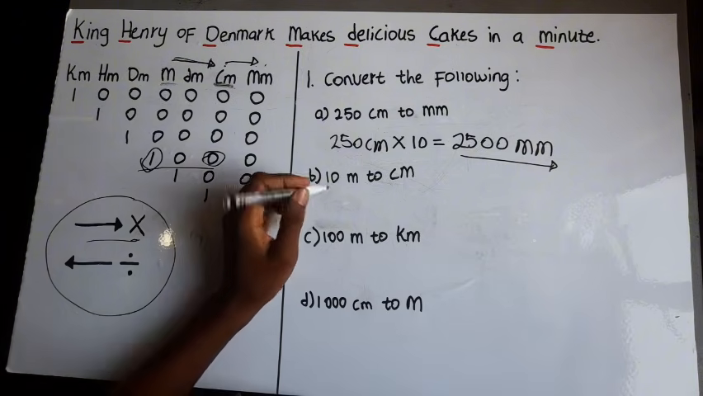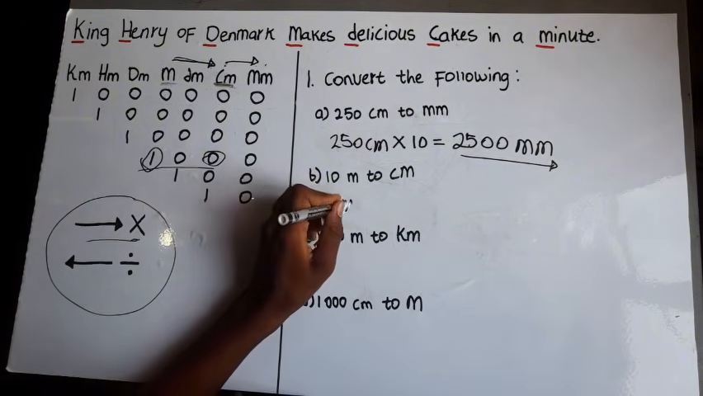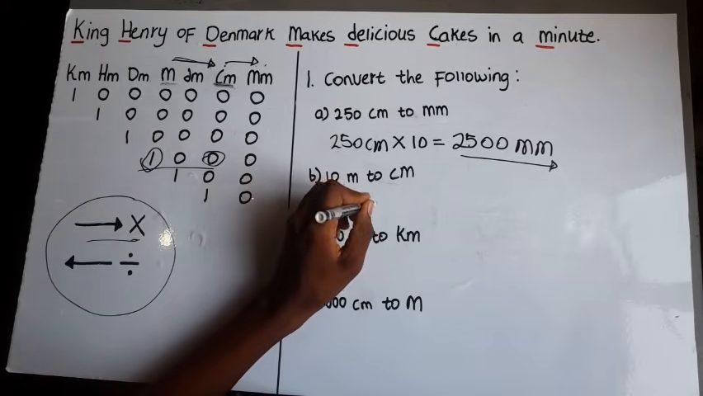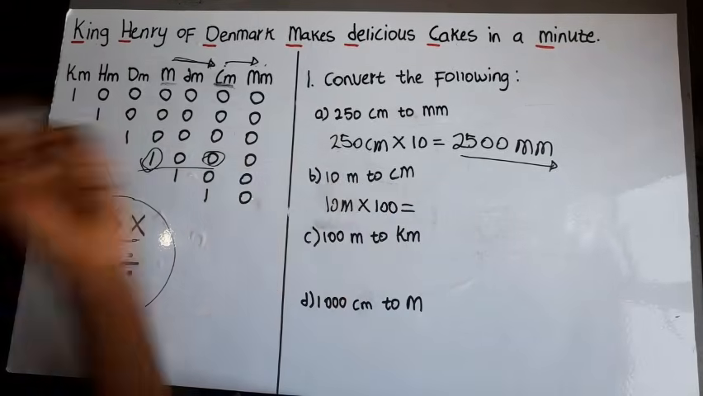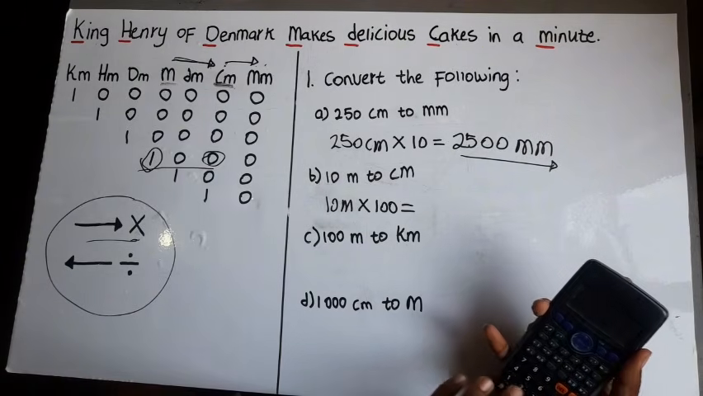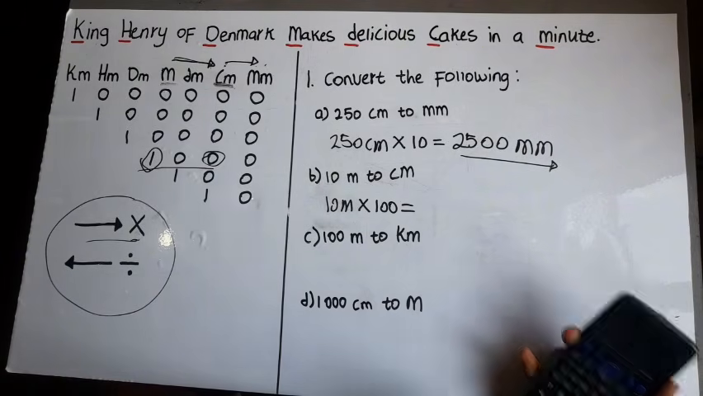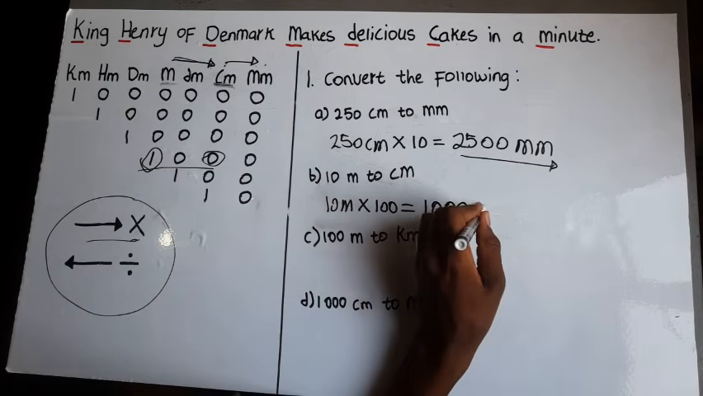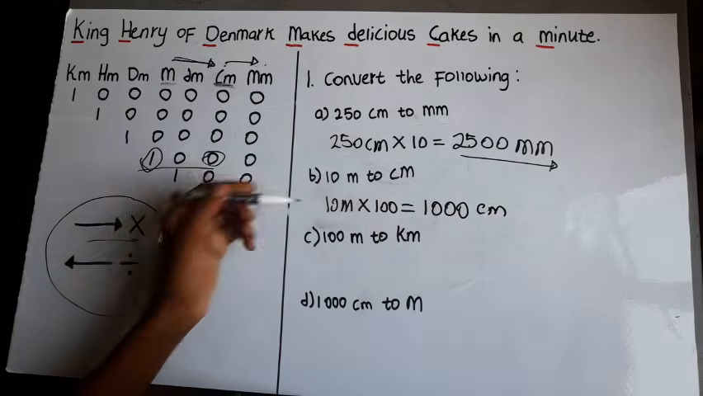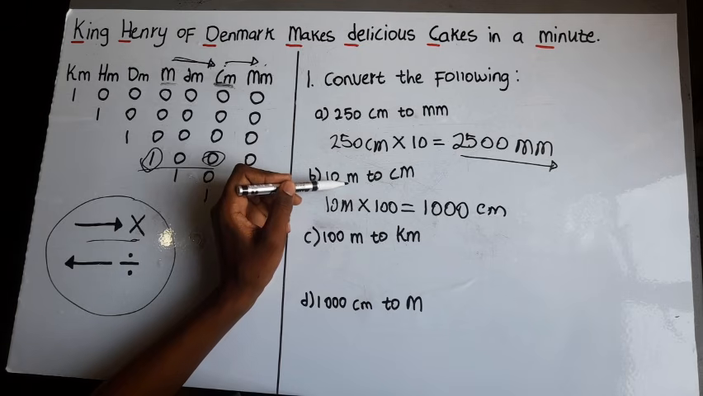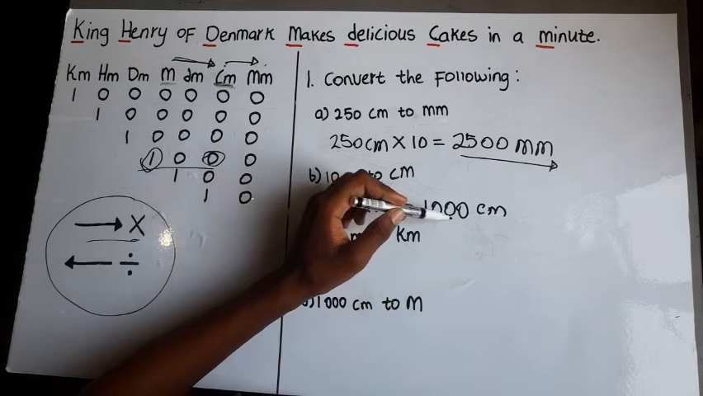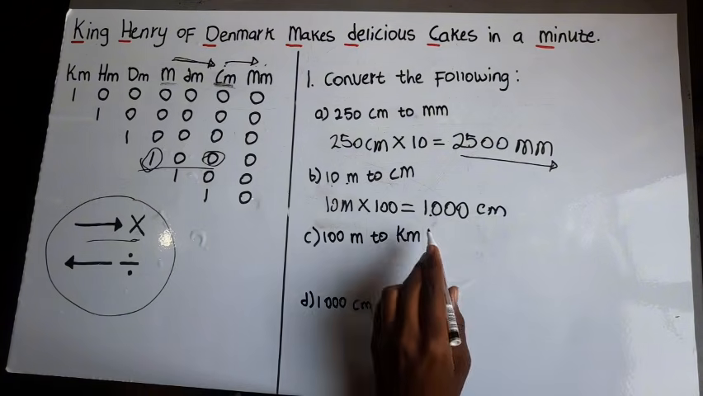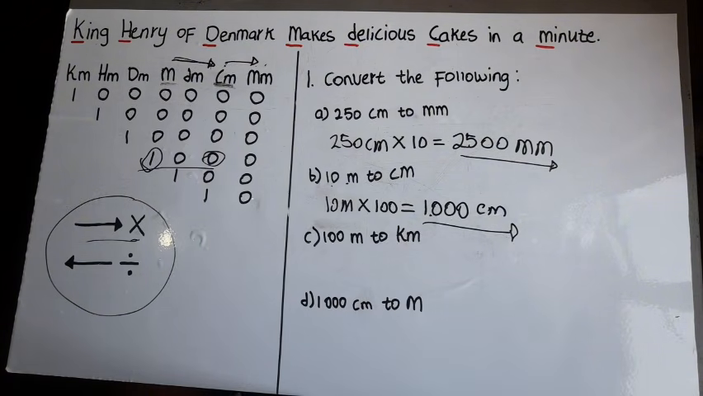So we're just going to say 10 meters and multiply it by 100 units. Click that on the calculator. 10 multiplied by 100 gives us 1,000 centimeters. So that means that 10 meters is equivalent to 1,000 centimeters. This is our final answer in centimeters.